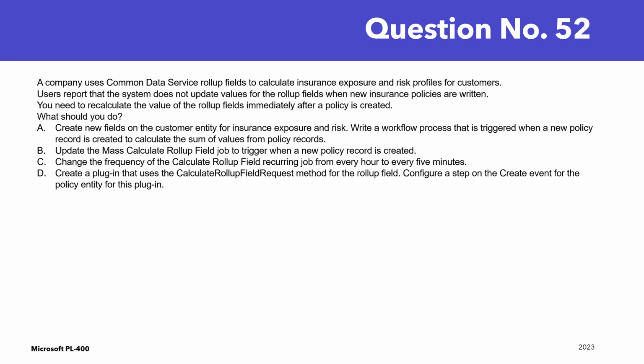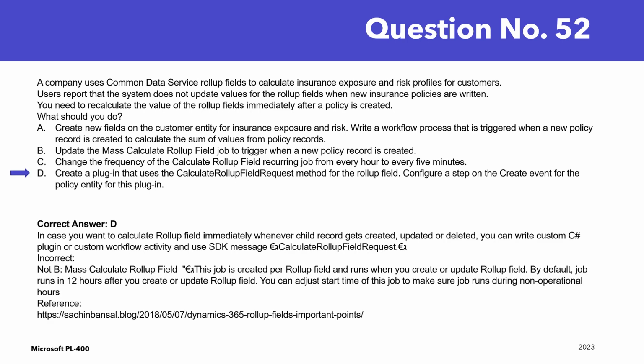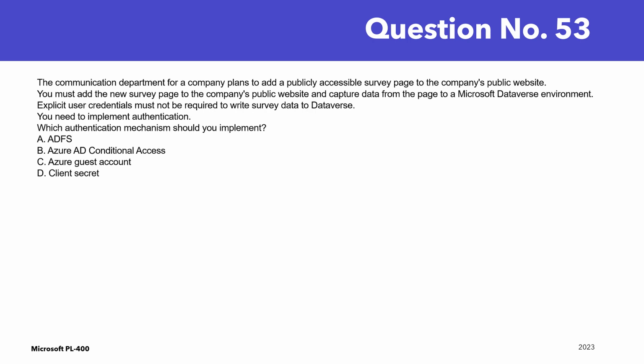A. Create new fields on the customer entity for insurance exposure and risk. Write a workflow process that is triggered when a new policy record is created to calculate the sum of values from policy records. B. Update the mass calculate roll-up field job to trigger when a new policy record is created. C. Change the frequency of the calculate roll-up field recurring job from every hour to every 5 minutes. D. Create a plugin that uses the calculate roll-up field request method for the roll-up field. Configure a step on the create event for the policy entity for this plugin. Correct answer, D.